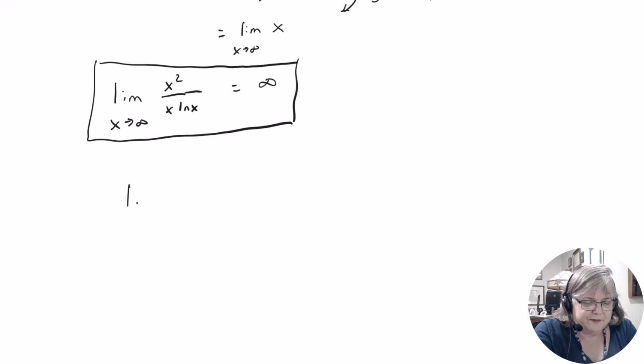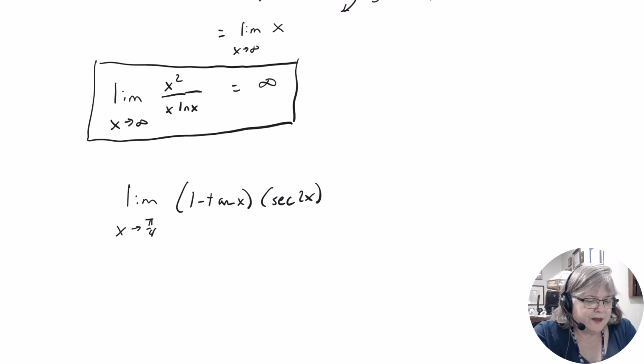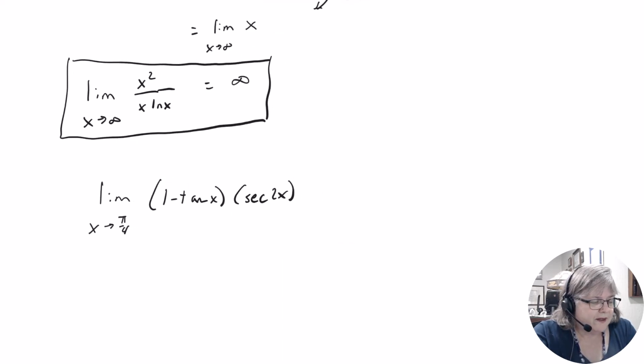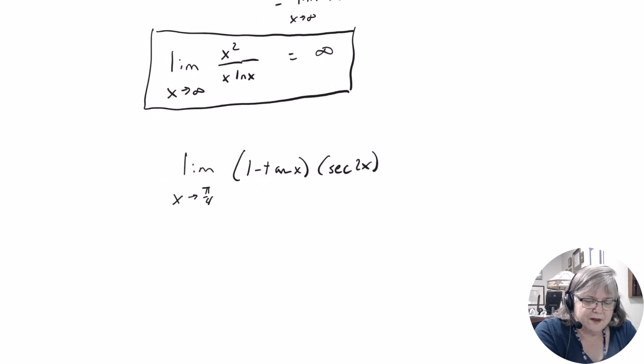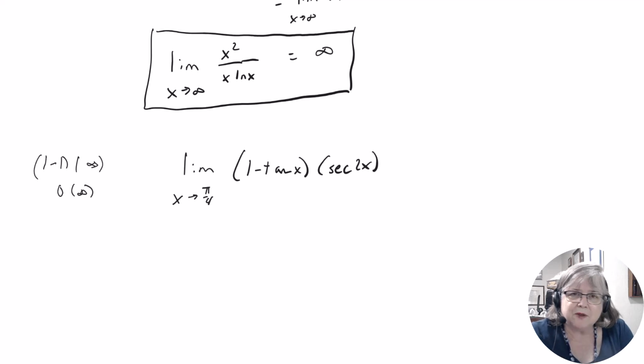How about the limit as x goes to pi over 4 of (1 minus tangent x) times secant 2x? If you substitute pi over 4 in, you get 1 minus 1. Tangent pi over 4 is 1. And secant of 2 times pi over 4 is secant of pi over 2, which is racing off to infinity. So you effectively have 0 times infinity. That's the form you're looking at.